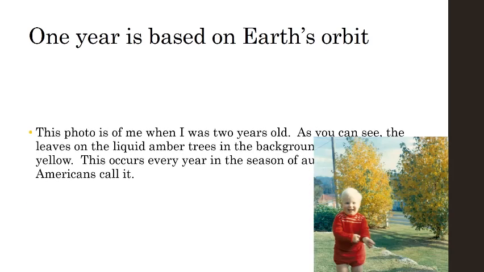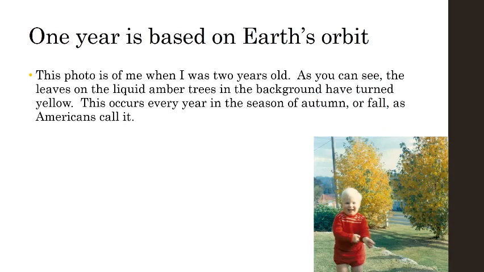Now, what's this photo all about? This is a photo of me when I was 2 years old. And as you can see, the leaves on the liquid amber trees in the background have turned yellow. This occurs every year in the season of autumn, or fall as the Americans call it.